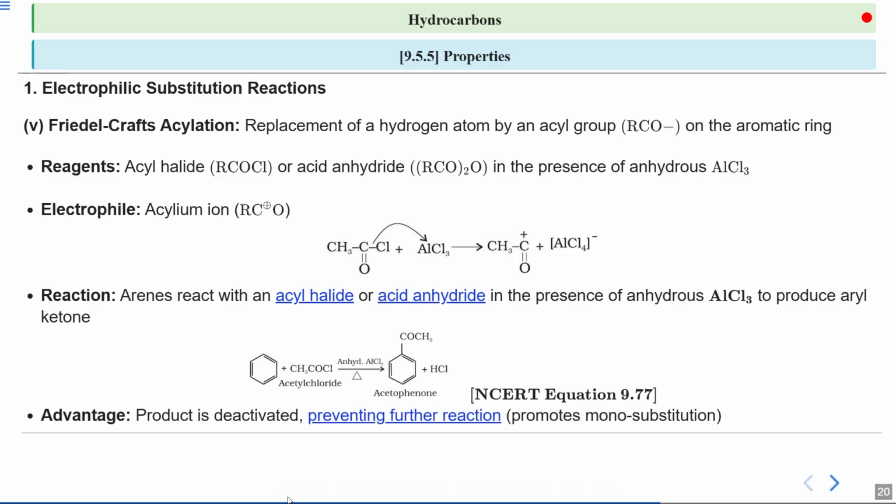Now what is the advantage of this process? First of all, the carbonyl group which is formed in the end is a deactivating group. We will see about this in the next upcoming lecture. Since it is deactivating, it will not favor polysubstitution. Next, we are not getting a carbocation which can rearrange. We are getting an acylium ion. So the problem of rearrangement is also removed. So we will not get multiple products. We will get a single product.